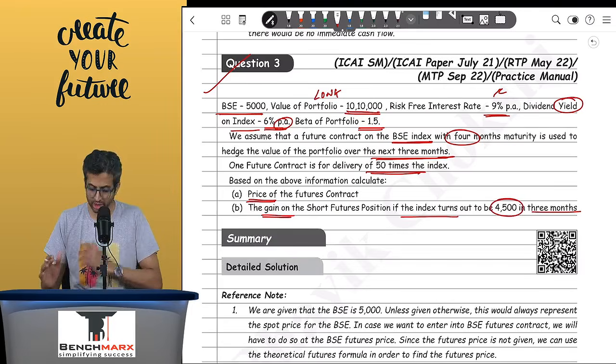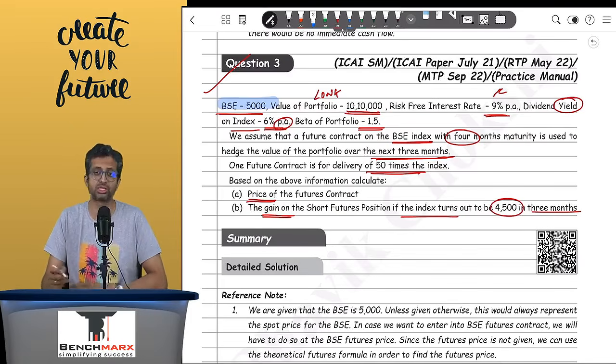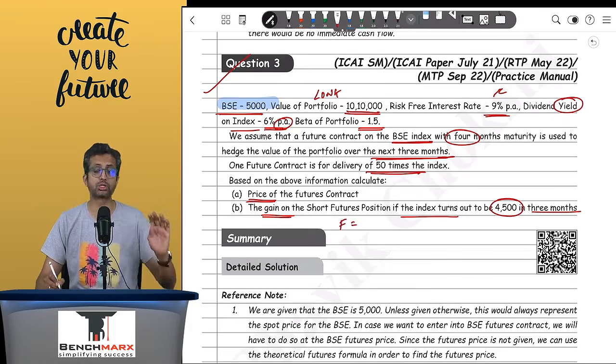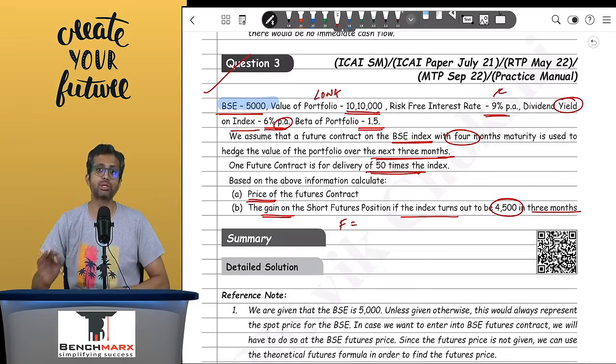So there are two things over here. First, you want to find the price of the futures contract. A lot of students would have said that 5,000 is the price. That is the spot price. If you want to find the price of the futures contract, remember your futures contract is a 4-month futures contract. You might want hedging for only 3 months, but the exchange does not have a 3-month contract. So the pricing will be based on the 4-month contract.